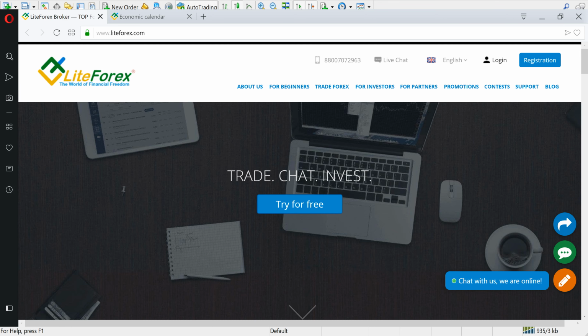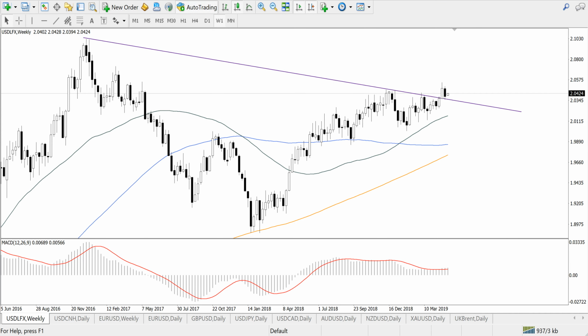Let's have a look at the chart of the US dollar index. The weekly time frame shows us that the greenback declined last week, but met support of the line which used to be a long-term resistance line and now is limiting the downside for the American currency.